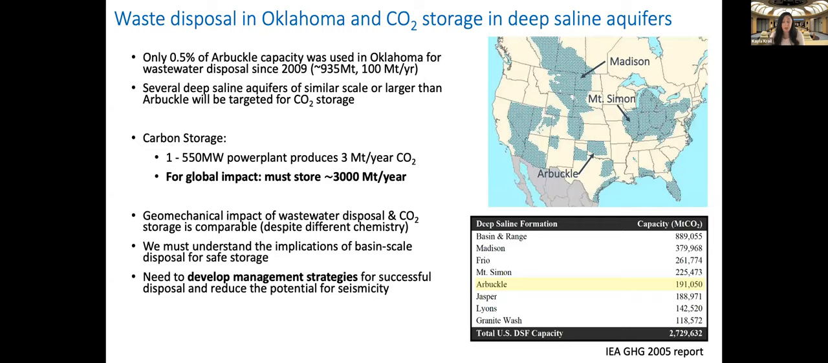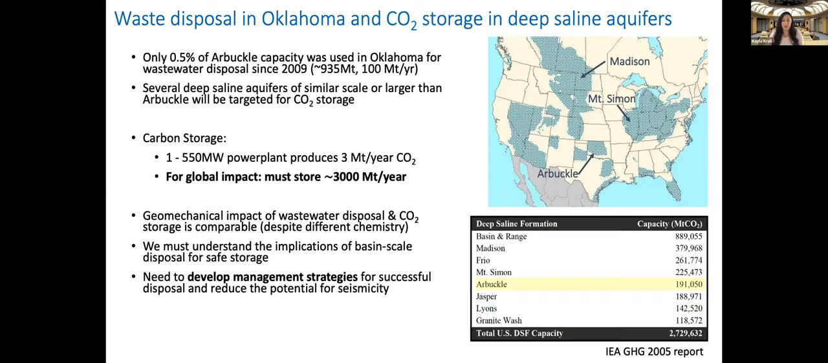And for comparison, this volume is about 30 times larger than the disposal volume that's currently stored in the Arbuckle, where they were storing about 100 megatons equivalent per year, and that did lead to a significant increase in seismicity. So because of that, it's really important to understand the impacts of basin scale storage and also to develop mitigation strategies to reduce the potential for inducing seismicity.